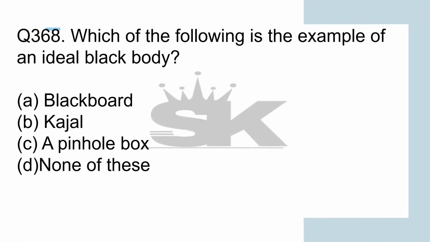Which of the following is an example of an ideal black body? A body is said to be a black body if it perfectly absorbs and radiates the energy, but does not reflect it. Okay, a pinhole box is an ideal black body. Blackboard and coal, although black in color, need not be black bodies. So here the answer is pinhole box.